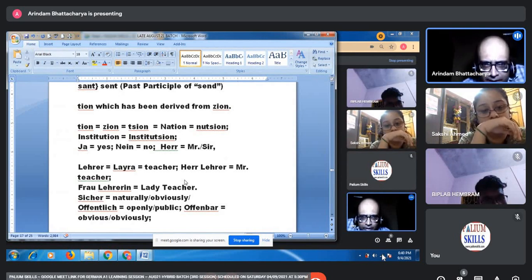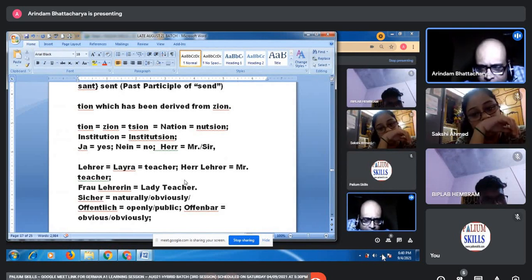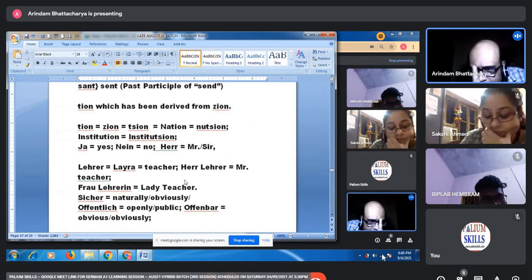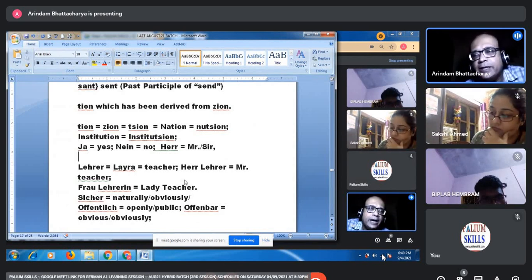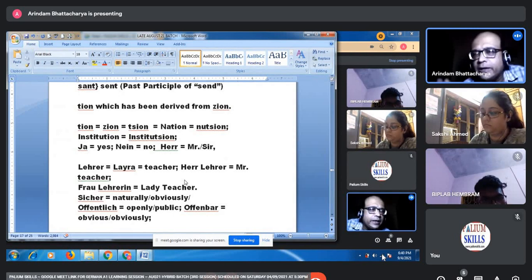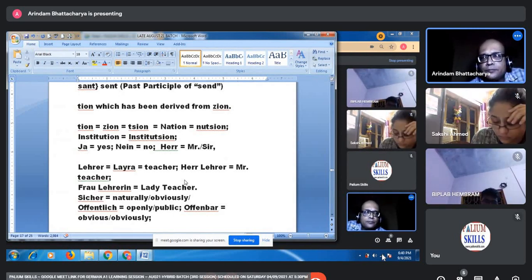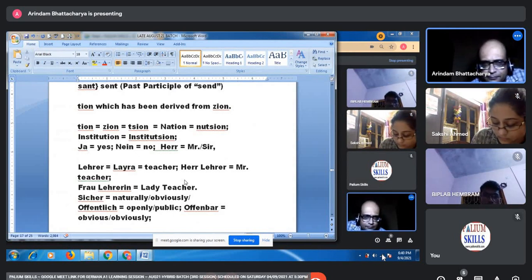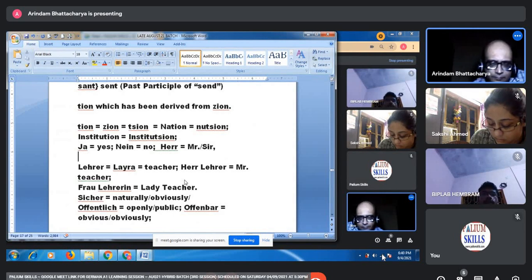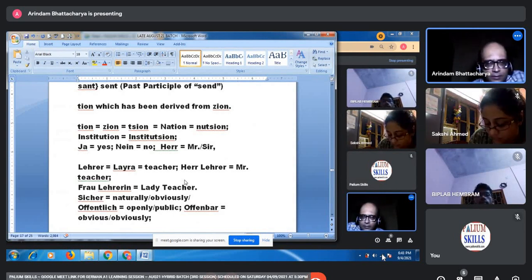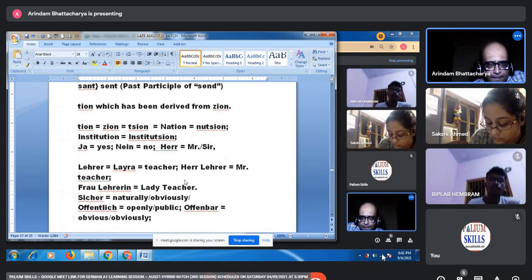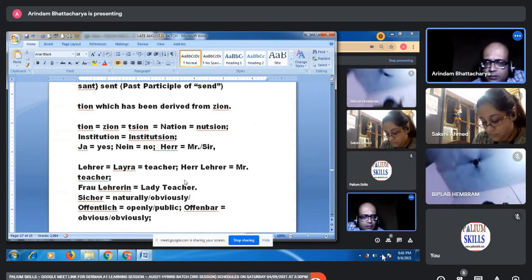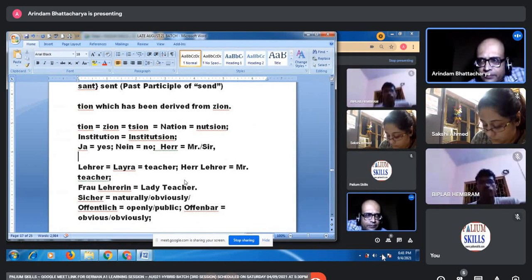Then comes also Herr, because ER is in the middle. Why is ER in the middle? Because the last R has been added deliberately behind to mean that ER needs to be in the middle and is not at the end. So it is Herr. Herr means Mr. or Sir. Like Herr Lehrer, Mr. Teacher, Frau Lehrerin, Lady Teacher.